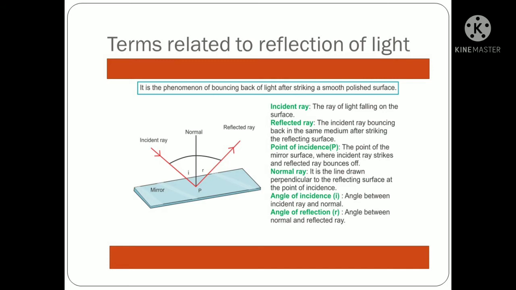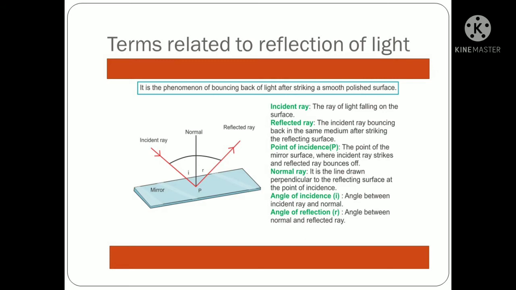Now see here, incident ray. Just now we have got this one. The incident ray is a ray of light falling on the surface. So from the incident ray it has fallen on P, and that P is nothing but the point of incidence. That is the point on the mirror surface where the incident ray strikes and the reflected ray bounces off. That is the point of incidence. The normal is what? The line drawn perpendicular to the reflecting surface at the point of incidence.